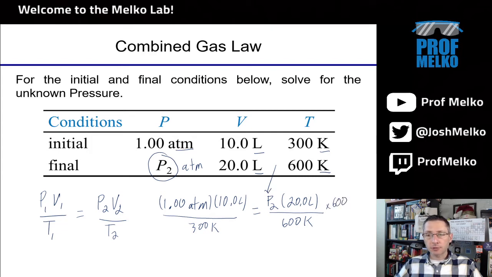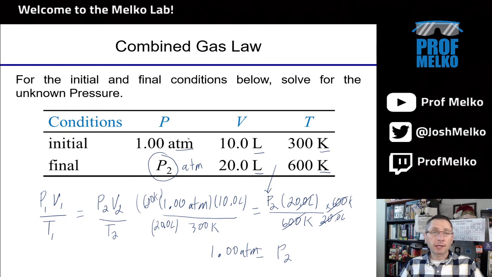Multiply both sides by 600, so this drops out here. Divide both sides by 20 liters, so this drops out here. And now I take 600 times 1 times 10 divided by 20 divided by 300 to calculate P2. In this case, the way it works out is P2 is also going to come to 1.00 atmospheres. So I can still use the combined gas law in this setting where pressure actually isn't changing, but I didn't know that going in.